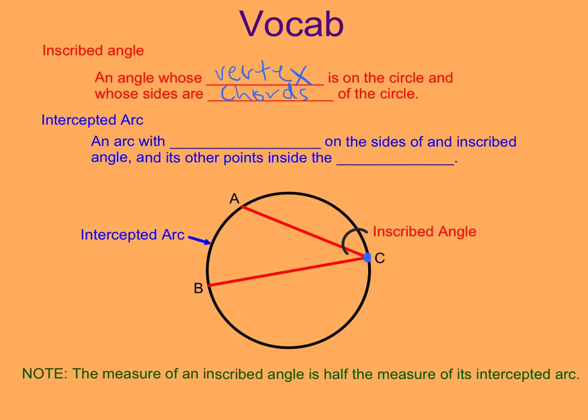Now we also have intercepted arc. An intercepted arc is an arc with endpoints on the sides of an inscribed angle, and its other points inside the angle. So right here, I have my two endpoints on the sides of that angle, and then everything else in the middle of this, that is my intercepted arc. Now, an important note here is that the measure of an inscribed angle is half the measure of the intercepted arc. That's very important. So the measure of this angle is half whatever this intercepted arc is.